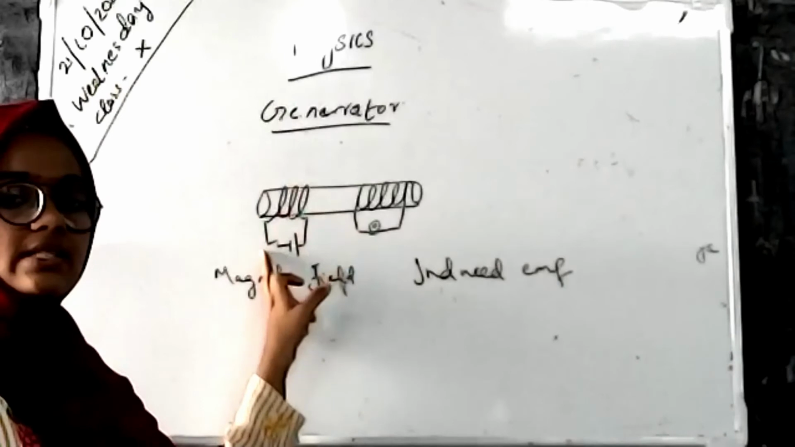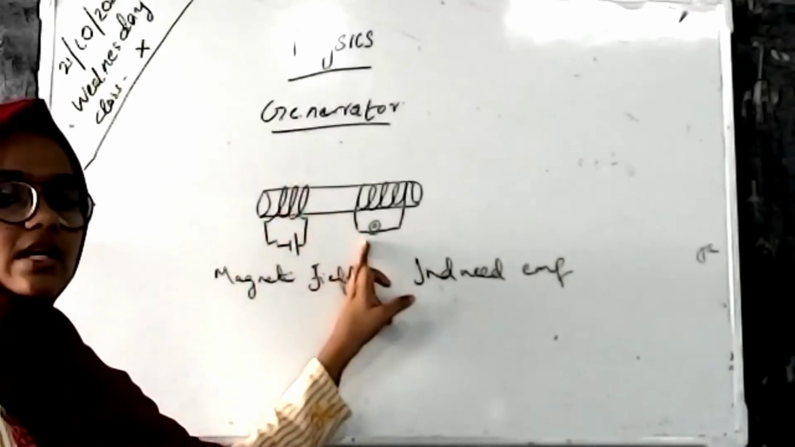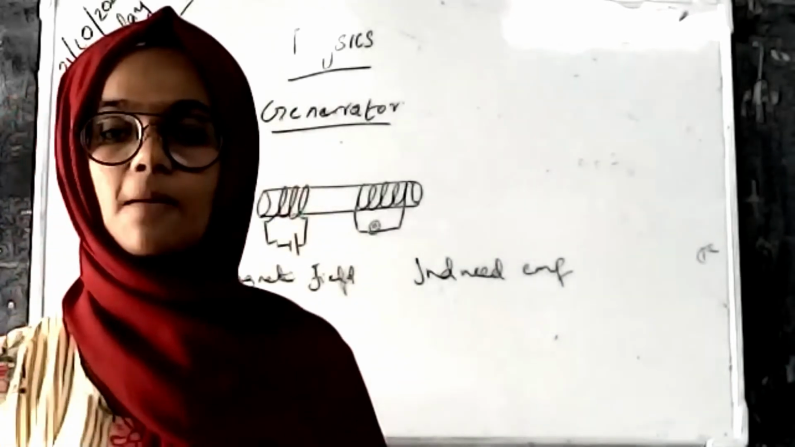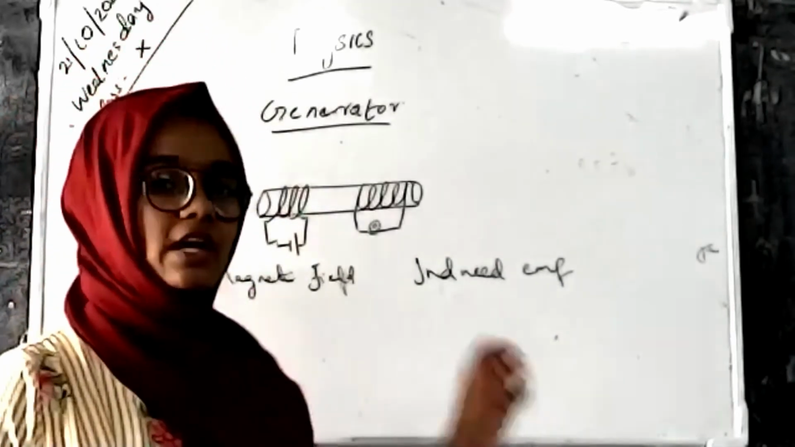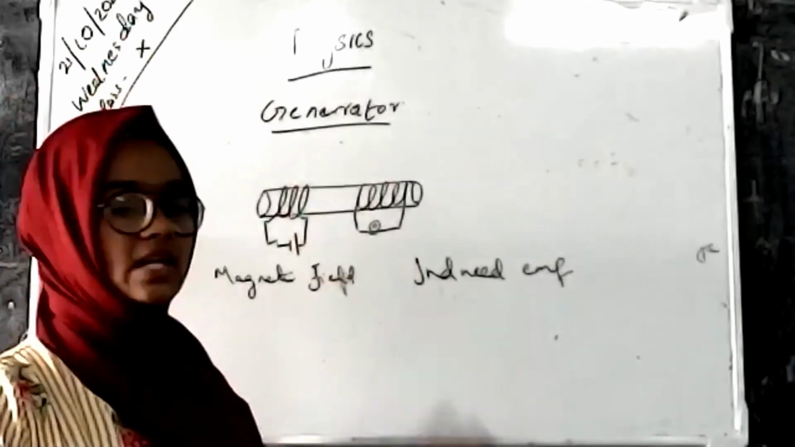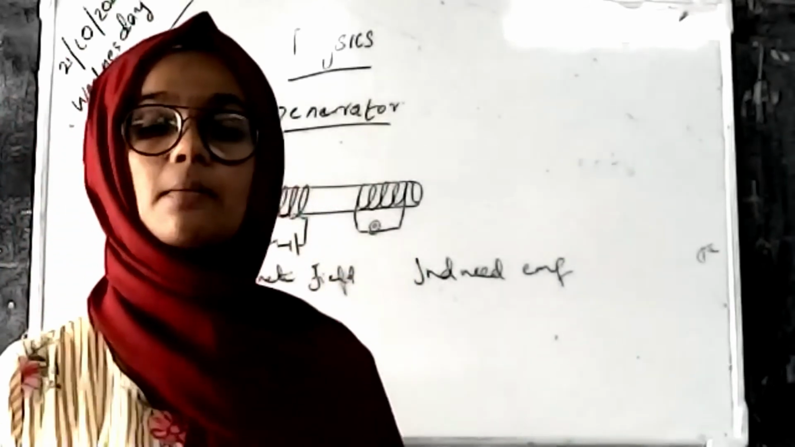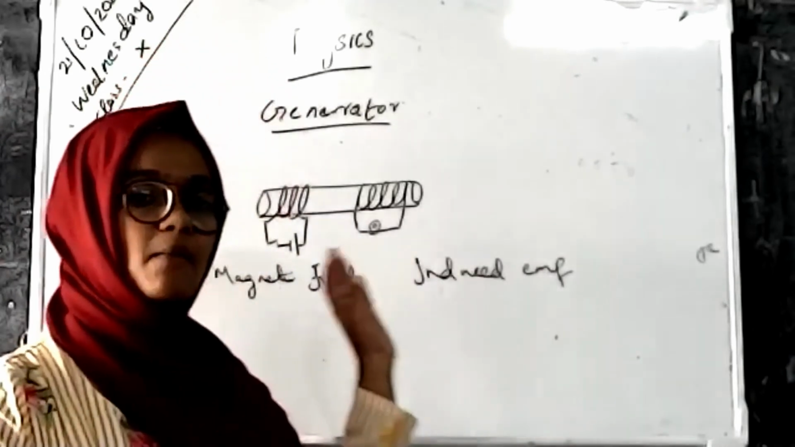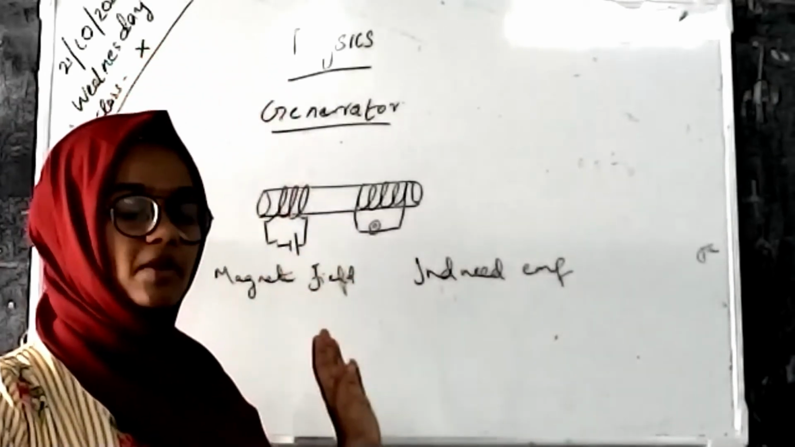The first coil induces an EMF in the second coil. So here is the induction, magnetic induction, and we have a specific name for this induction, known as mutual induction. First of all, we discussed what magnetic induction is in the previous class.